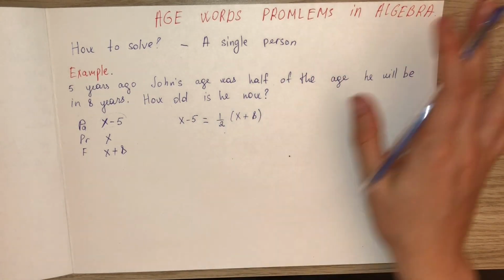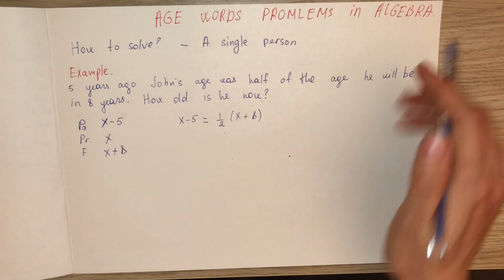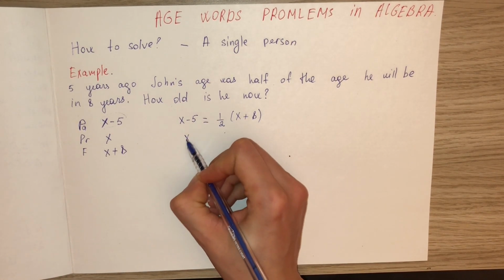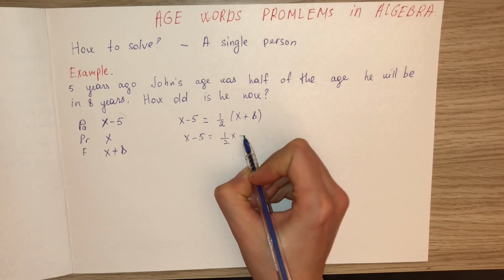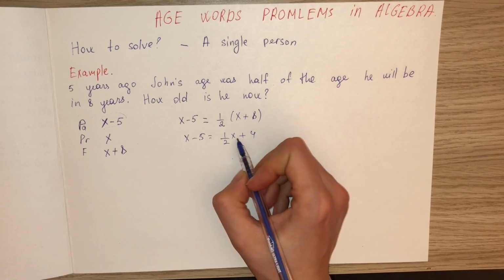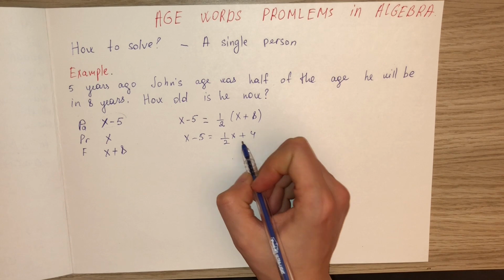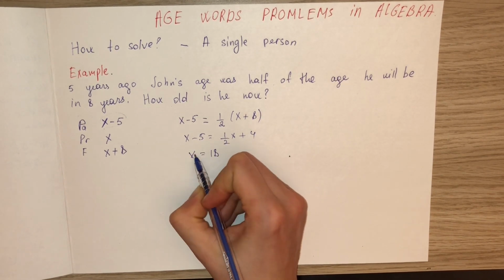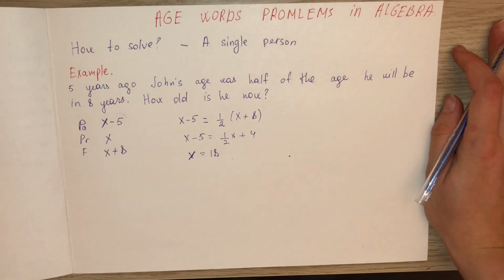It's our first step, and our second step is to solve this problem. X minus 5 is equal to 1 over 2 times (x plus 8). And here the isolate variable is x, and in our final step x is equal to 18. So John is now 18 years old.